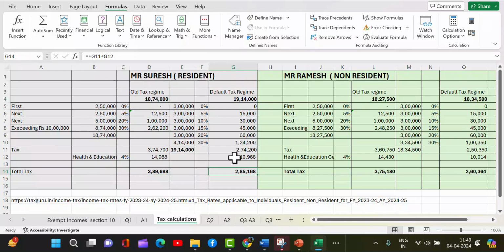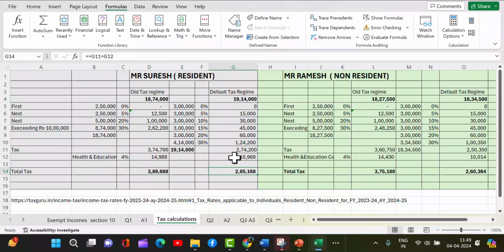New one, which is called the default. So if you don't choose, automatically your tax will be calculated by the tax software based on the default tax scheme, unless you opt out from the default scheme and say that I want the old regime. Okay, then only it will go. But in this case, you will not opt out, because you will say that I want to remain in the default scheme, I don't want the old scheme.